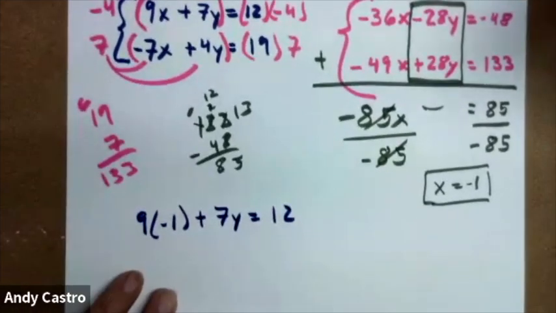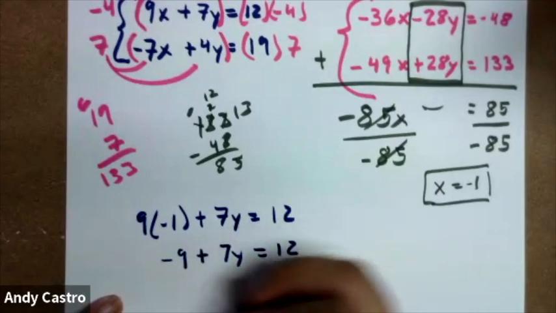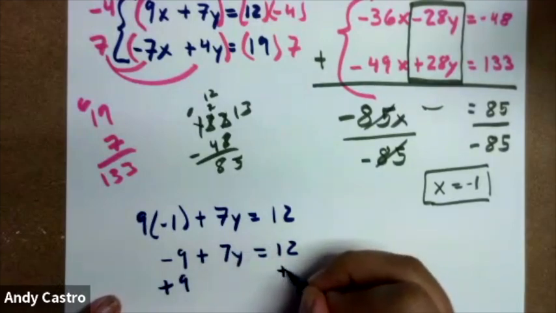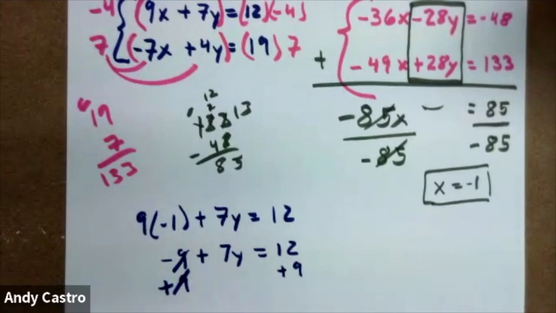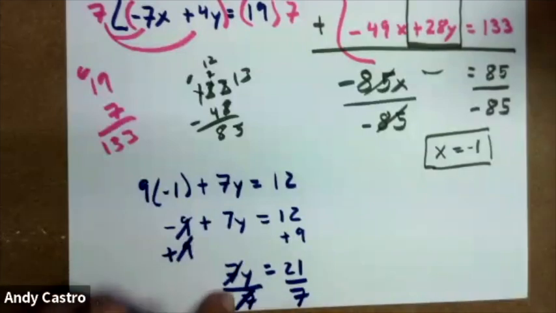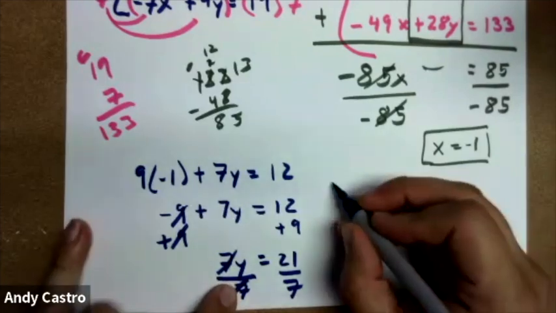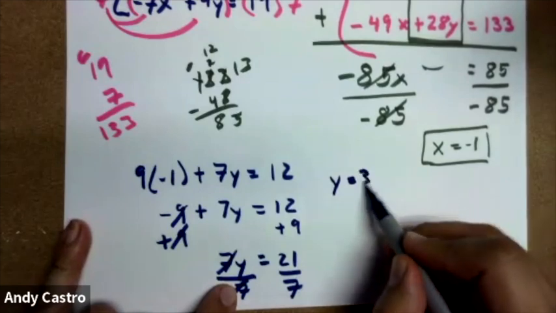Now I'm going to solve for y. 9 times negative 1 is negative 9 plus 7y is equal to 12. I'm going to add 9 to both sides. Those cancel to 0, negative 9 and positive 9. So I'm left with 7y. And if I add 9 to 12, I'm going to get 21. All right, divide both sides by 7. 7 over 7 is a 1. 1 times y is a y. 21 divided by 7 is a positive 3.